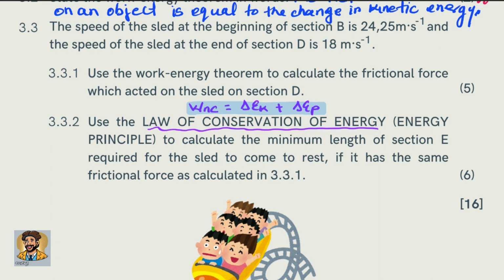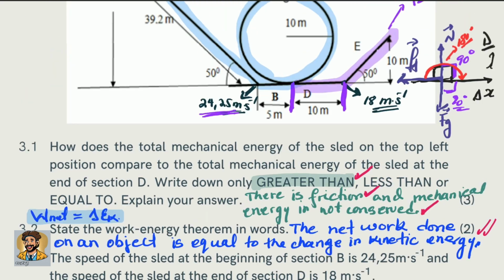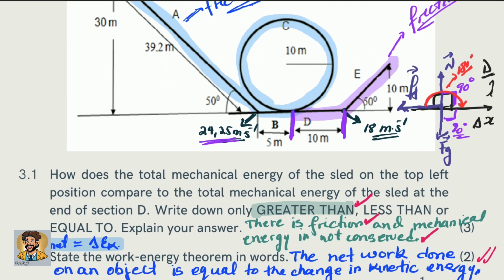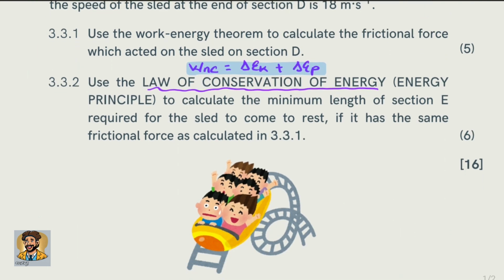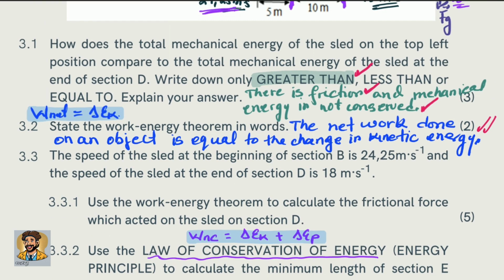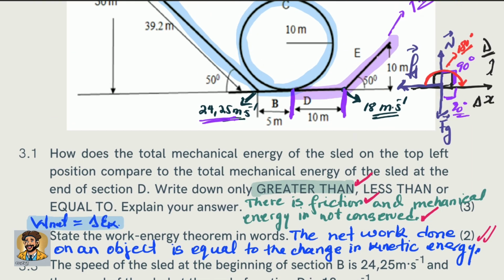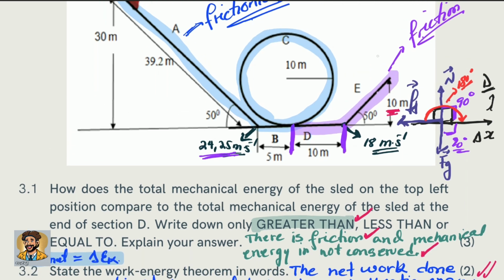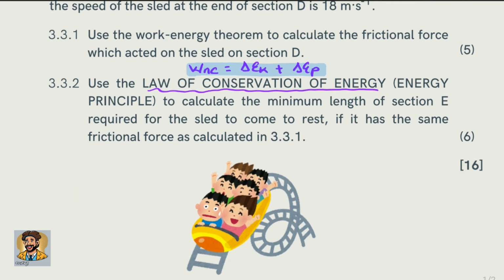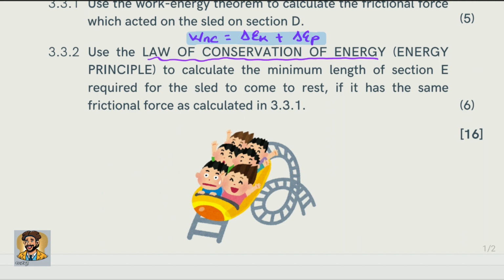To calculate the minimum length of section E, now we're going to section E here. How far in section E is it going to go, required for the sled to come to rest? So important, very, very important: this 10, this height here, we cannot use it. We cannot use these 10 meters because we don't know how far the sled is going to go. We need to know that the final speed is going to be equal to 0. That one we know because it will stop, but we don't know how high from the ground it is going to stop. It has the same frictional force as calculated before, so we're going to use the same frictional force.